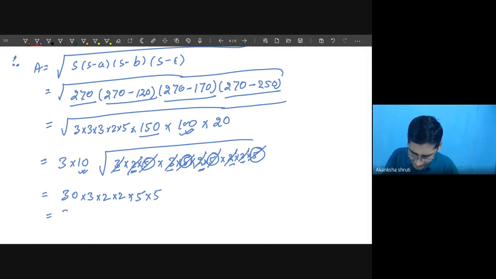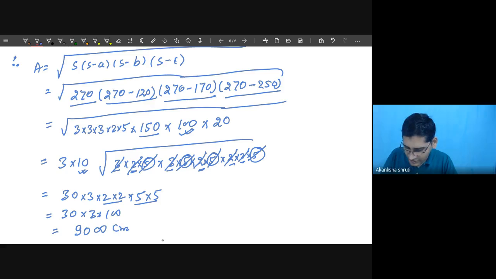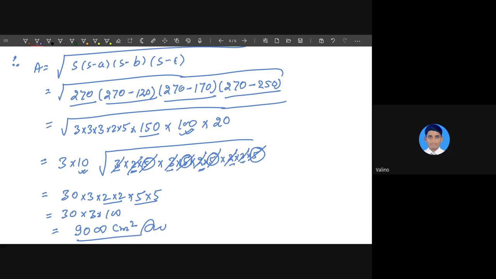Now you can get this 30 into how much is this? This is 3 into 2 to the 4 and 25. It is our 100. 2 to the 4 into 25 is 100. So 3 3s are 9, and one more 0 is already there, and 2 more 0s are here. So 9,000 centimeter square. Are you getting?